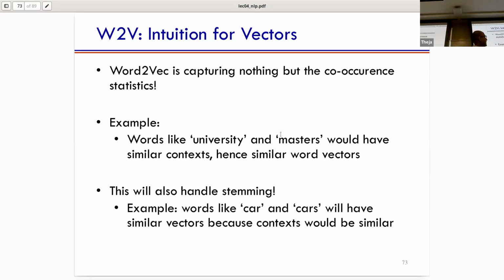So for example, to generalize, words like university and masters will appear in similar contexts, so they will have similar word vectors, because their nearby words will be kind of the same, and you're trying to predict the same type of distribution for two different words, so they'll get the same word vectors.